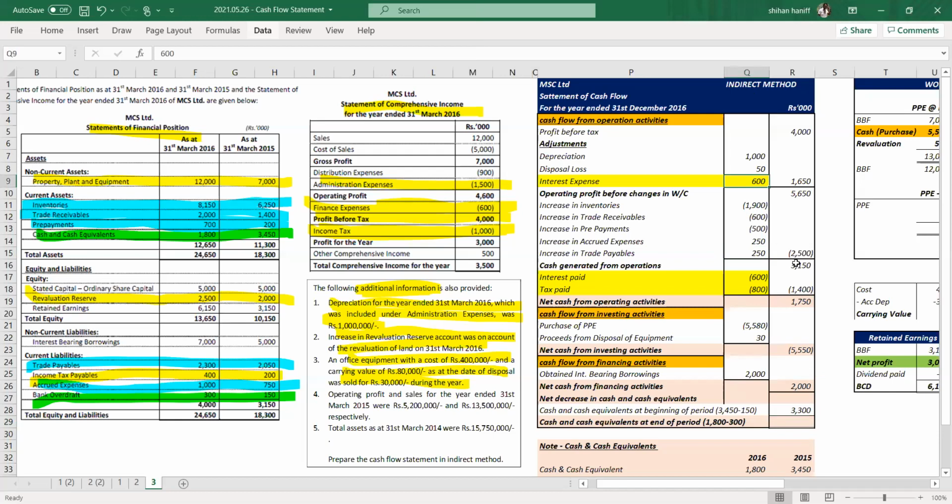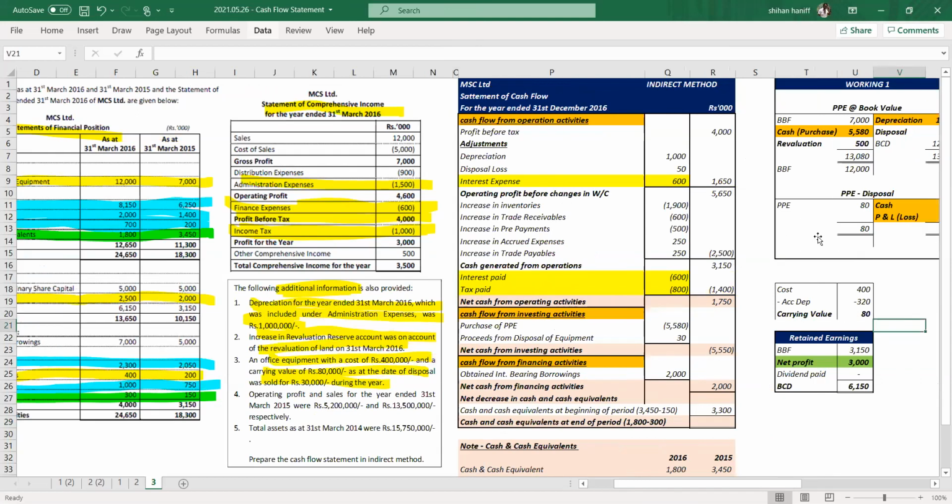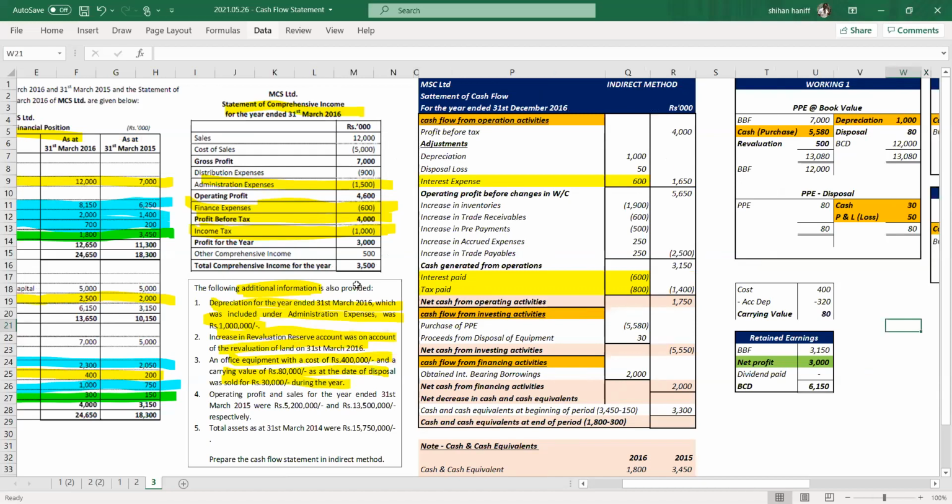Where did I get 600 interest paid? From the interest expense account. There is no opening or closing balance. Only the profit and loss amount is given, which is 600. And the payment is also the same. Expense and payment are both the same amount.